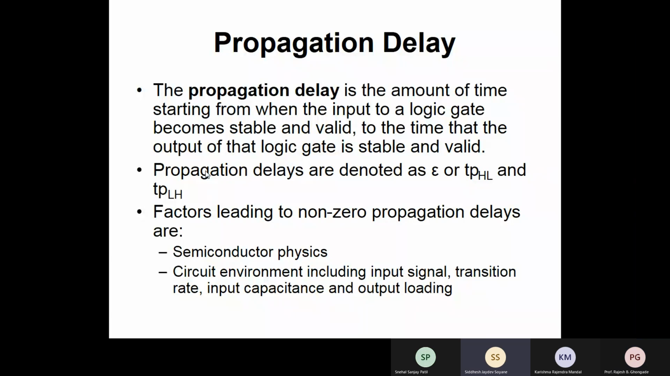Okay. So the next is the propagation delay. It is the amount of time starting from when the input to a logic gate becomes stable and valid to the time that the output of the logic gate is stable and valid. Remember these two words, stable and valid. Propagation delays are denoted as epsilon or simply as TPHL and TPLH.